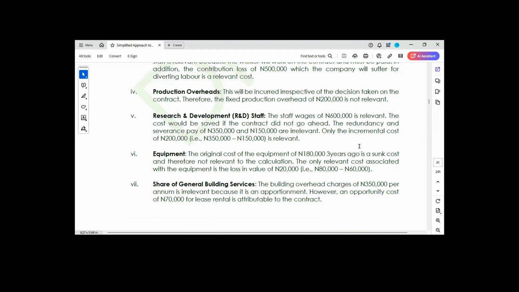The cost will be saved if the contract did not go ahead. The redundancy and the severance pay of 350,000 naira and 150,000 naira are irrelevant. Only the incremental cost of 200,000, that is the difference between 350,000 and 150,000 naira, is relevant.